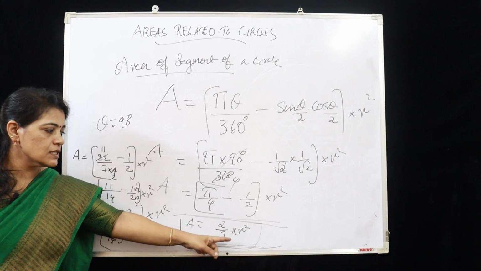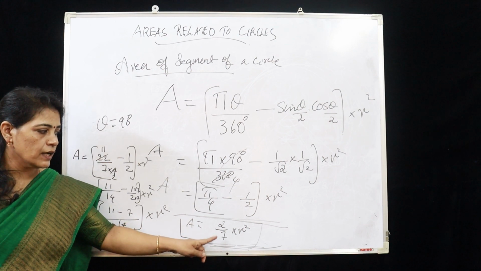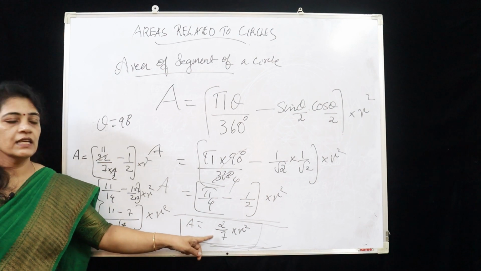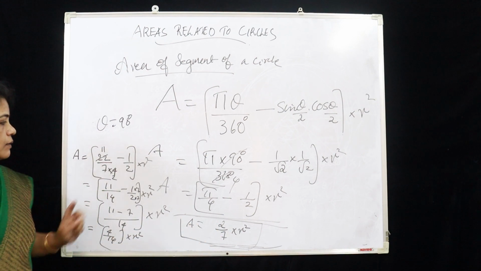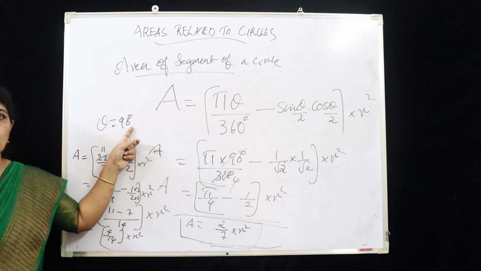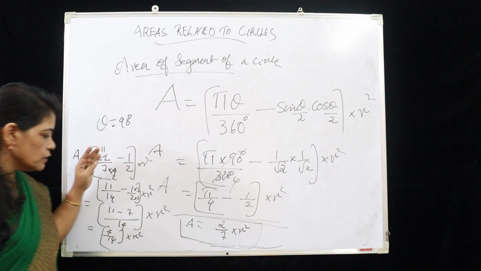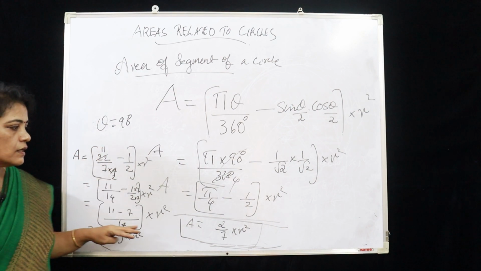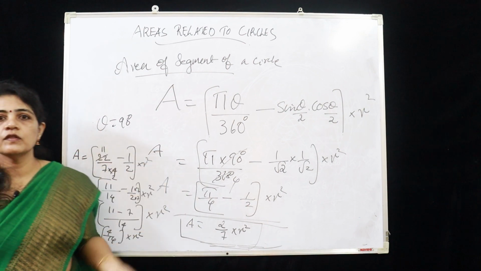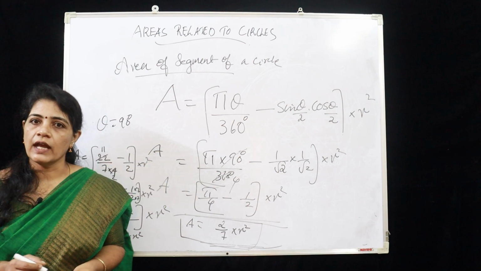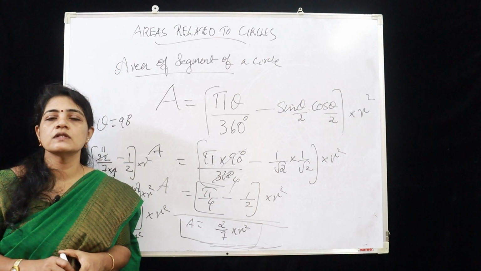Children who are struggling to complete the paper in examination due to lack of time can apply this formula. You can easily get the answer: 2 by 7 into R square. This is only for when theta is equal to 90 degree. Otherwise, you can use the general formula and substitute. You have to write all these steps and finally multiply with R square. You can easily get the area of the segment for theta equal to 90 degree. So, these are the areas related to circle.